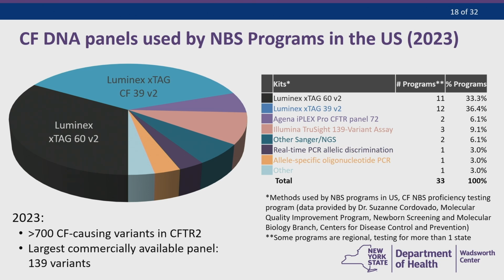Importantly, in 2023, there were more than 700 CF-causing variants in CFTR2, and the largest commercially available panel is 139 variants. And that panel is really only FDA approved for DNA extracted from whole blood. So the new FDA LDT rule has a lot of implications.